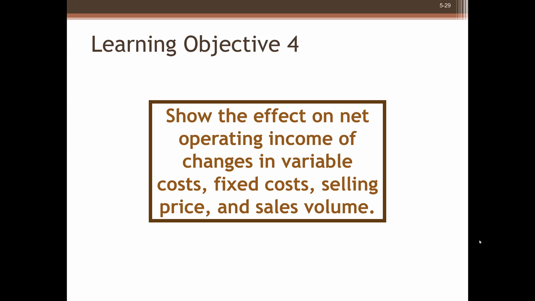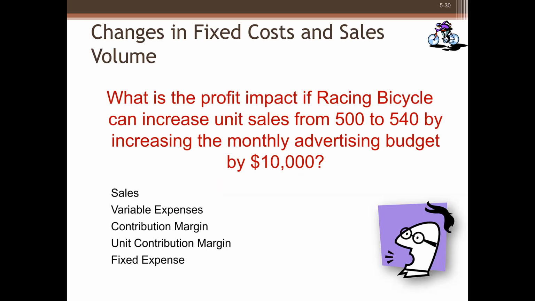Learning objective 4 is to show the effect on net operating income of changes in variable costs, fixed costs, selling price, and sales volume. Let's take a look at different scenarios. For changes in fixed cost and sales volume, what's the profit impact if Racing Bicycle can increase unit sales from 500 to 540 by increasing the monthly advertising budget by $10,000?